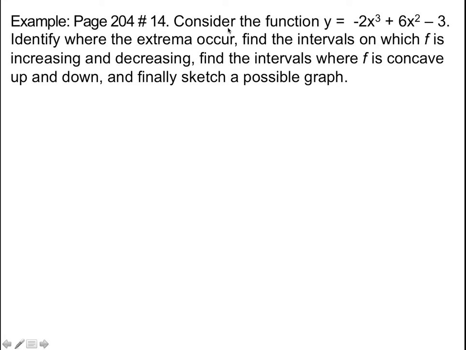So let's take a look at this function. We have the function negative 2x cubed plus 6x squared minus 3. So we have the function, which means we can plot the mins and maxes. If you're really the type of person that wants your mins and maxes in the right spots, you can do that on this one. But we're going to sketch a possible graph, so we don't really have to nail down those mins and maxes if we don't want to.